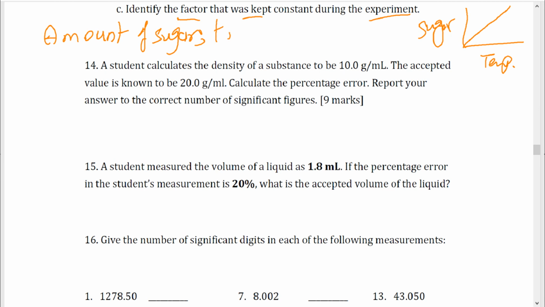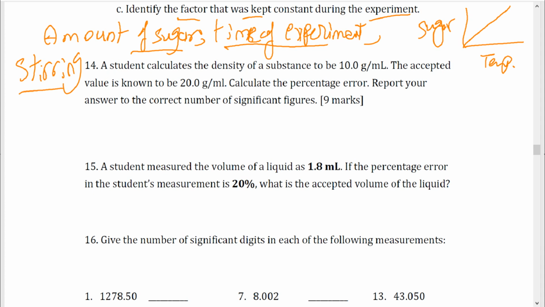You should not change the time of the experiment. You should not stir. So you cannot leave one experiment, leave the sugar without stirring, and stir in the second one. All those variables, if you change any of them, your experiment will not be reliable.